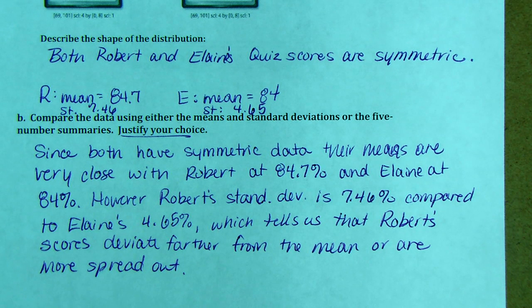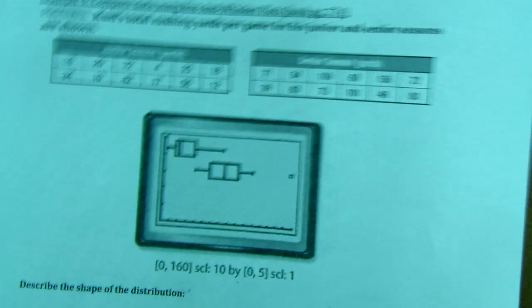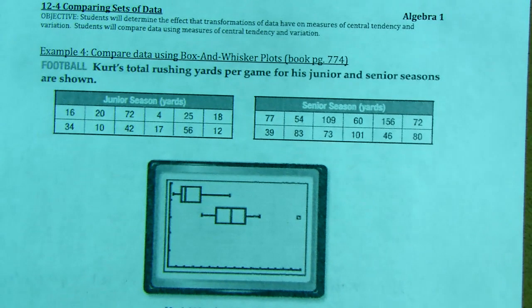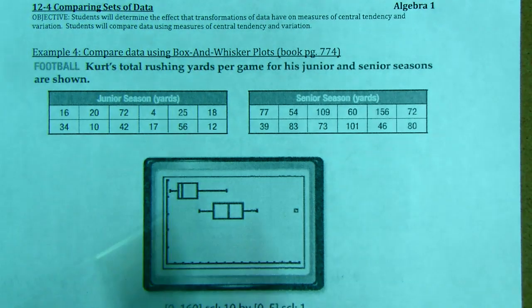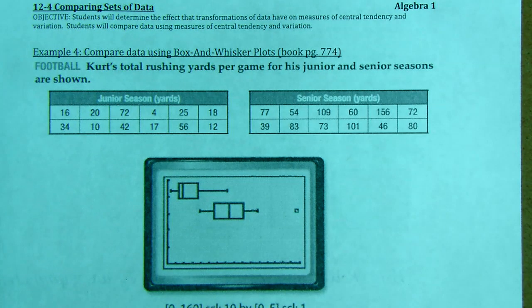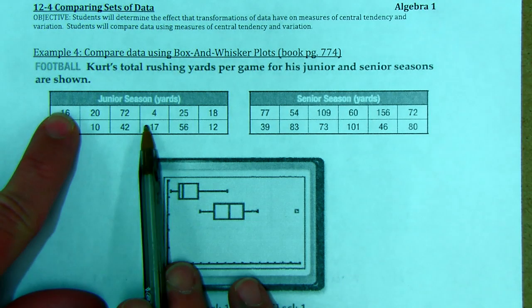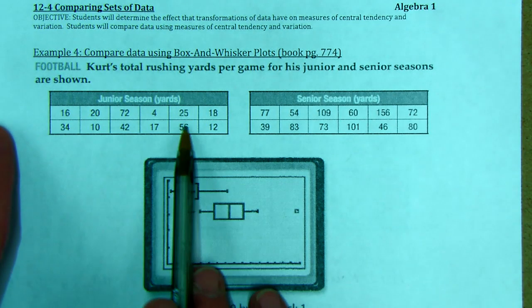In this last example, we're comparing Kurt's rushing yards for his junior year compared to his senior year, and they already have them in a box and whisker plot, which again, we can do on our Desmos calculator. In class, I will probably show you how to do that. If you put these numbers in your table, it's under the distribution tab, under functions, distributions, histograms, or histograms and box plots.